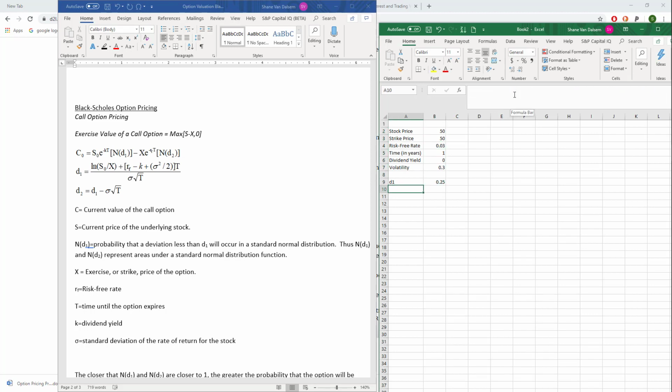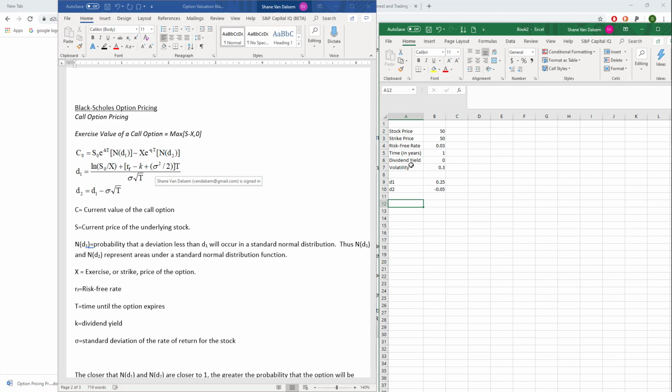D2 is pretty easy to calculate. Oops. If I type it in right. So D2 is equal to the value we get for D1 minus the volatility multiplied by the square root of time. It just equals that minus volatility multiplied by the square root of time. Okay. All right, and so now we've got D1 and D2 calculated. Now we're going to determine the value of the call option.